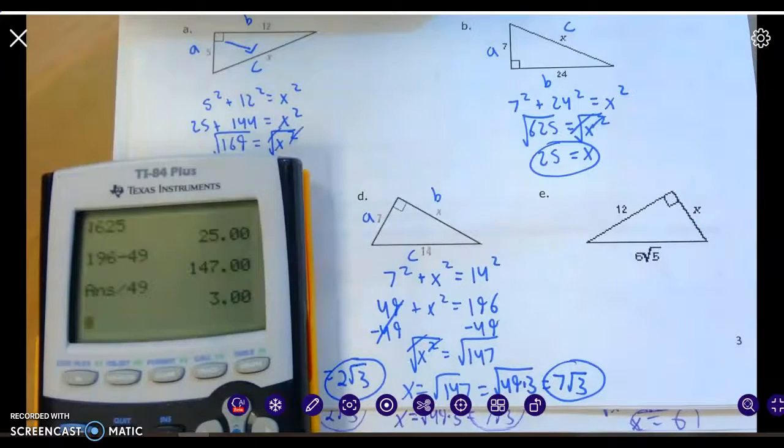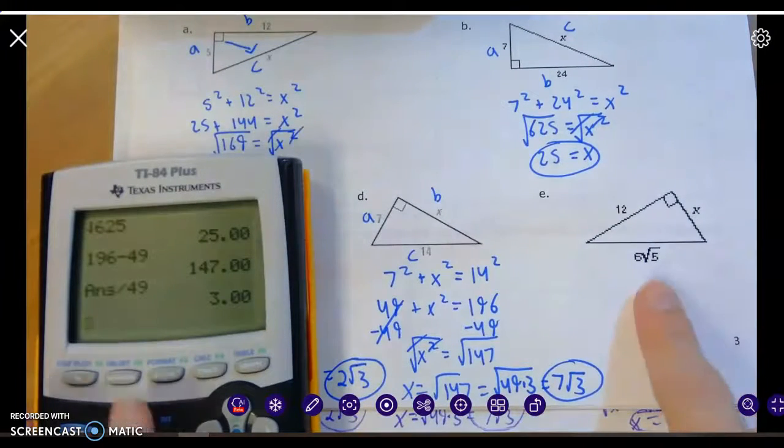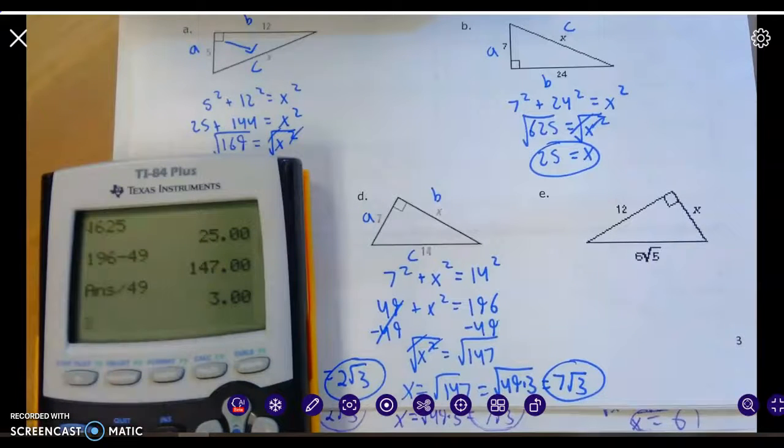Okay, and that is how you use the Pythagorean theorem. I'm going to skip this example, but feel free to try it out yourself.